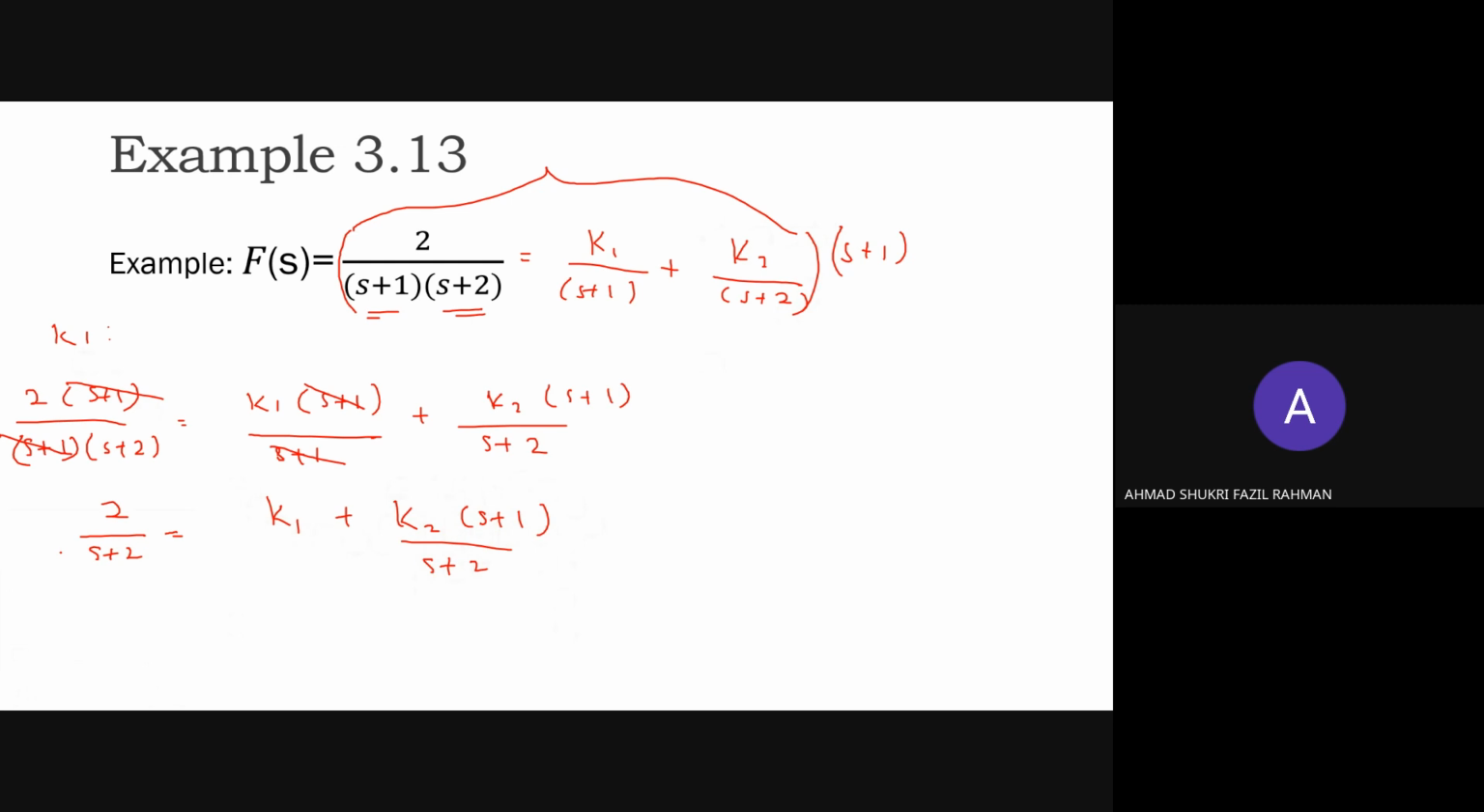Okay, so S plus 1 is equal to 0. So S is actually minus 1. By replacing S equal to minus 1, the term here will become 0. And then we need to do the same thing. Okay, this one also S equal to minus 1. K1 no need because it did not contain any S term here. So K1 remains the same.